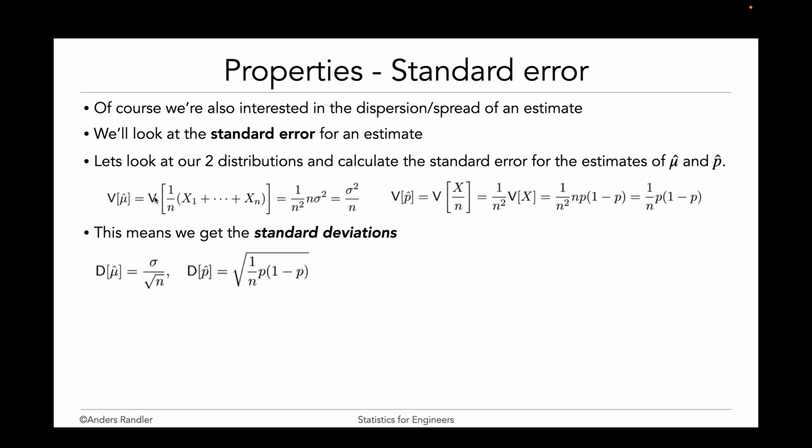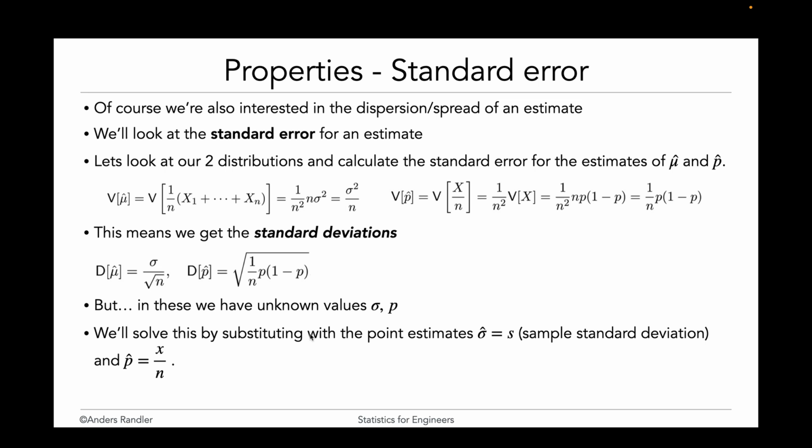Okay, because in this case, we're calculating the variance, and now we're using that in order to get the standard deviation. Okay, but I was talking about standard error. Wait a minute. Yes, because the problem in this case is we're actually using unknown values, sigma in this case, and p in this case. So it's a bit like a circle, because we're talking about estimates here, and in those estimates, we actually have to use things that we don't know. So sigma and p. So we can't really find the standard deviations, but we can solve it by substituting the sigma value and the p value with the actual estimates.